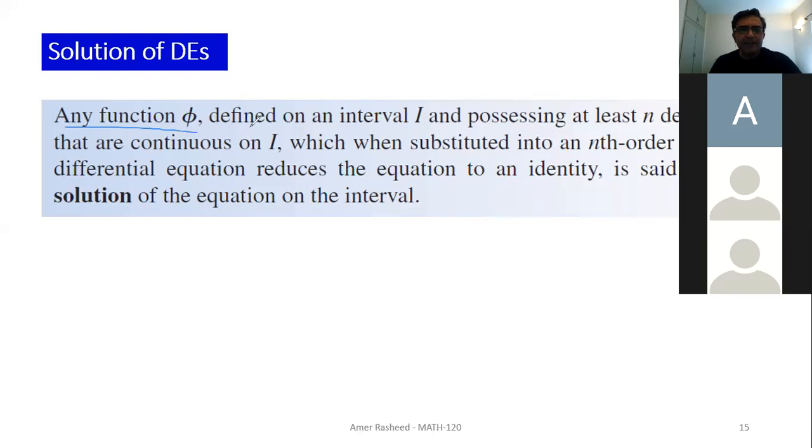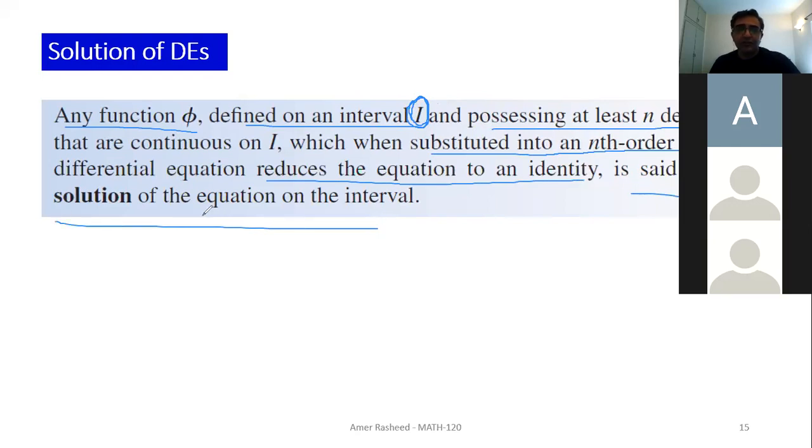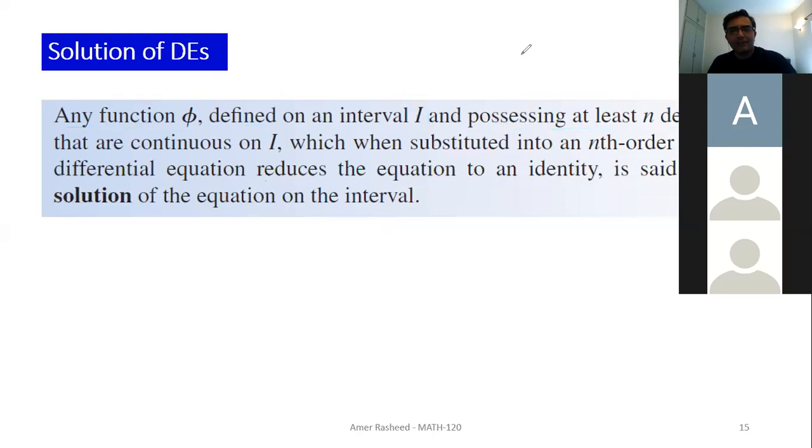So any function phi defined on some open interval I, it should be open, and possessing at least n derivatives that are continuous on I, which when substituted into an nth order ordinary differential equation reduces the equation into an identity, is said to be a solution of the differential equation on that particular interval. This is the formal definition of a solution. So let's discuss this definition with the help of examples.